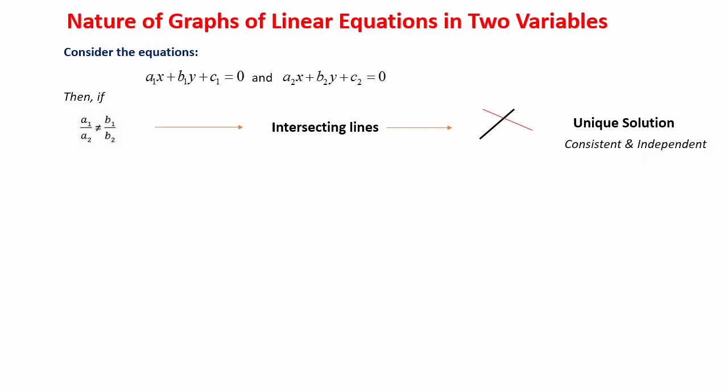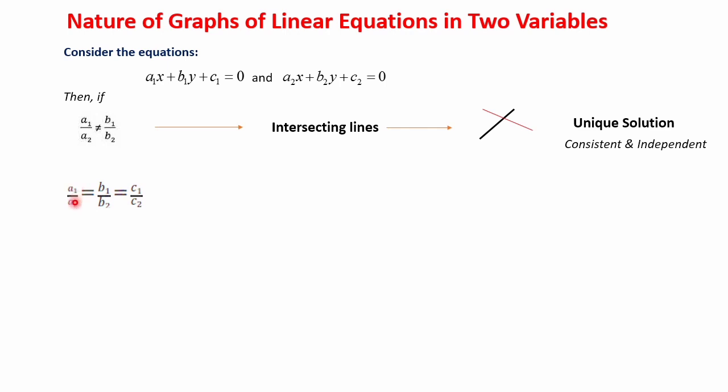So once again, you have to take the ratio a1 by a2 not equal to b1 by b2, which means the nature of the graph is that the lines will be intersecting. Intersecting means like this, two lines will meet at a particular point. And if these two lines meet at a particular point, then we can say that the system will have a unique solution, and the system is consistent and independent. So these three terms you have to study, and this condition also you have to study.